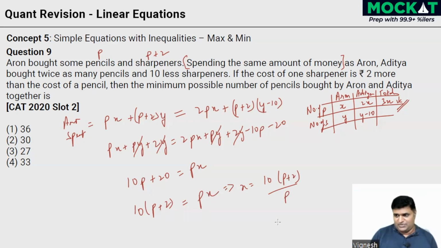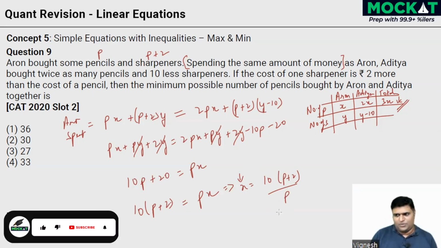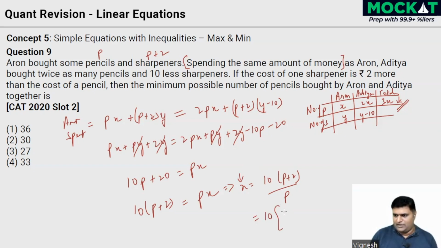10 times p plus 2 divided by p over here, which means now if I have to minimize this number, I have to put what should p be over here? Should it be the smallest value or the largest value, right? So to get that, you can just look at this as 10 times p plus 2 by p, which is nothing but 1 plus 2 by p, right? So 1 plus 2 by p, that's going to be the x value. Keeping the 10 over here, divide individually, 10 times 1 plus 2 by p. Now, if I want to reduce the value of x, if 3x has to be minimized, x has to be minimized as well.